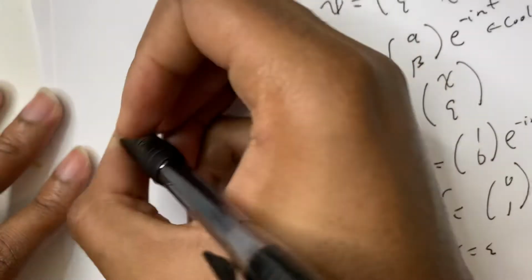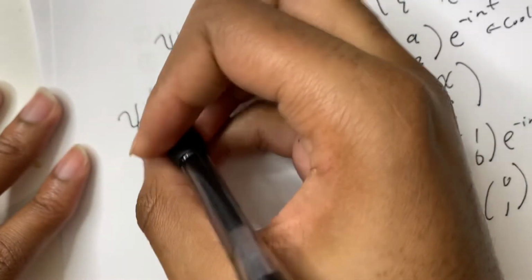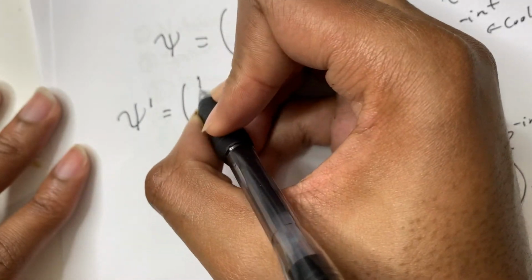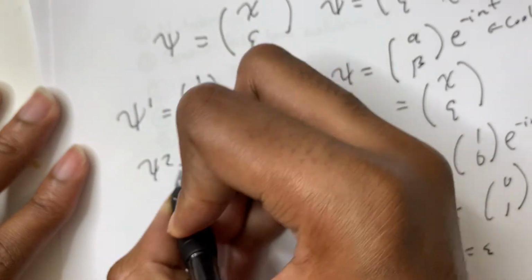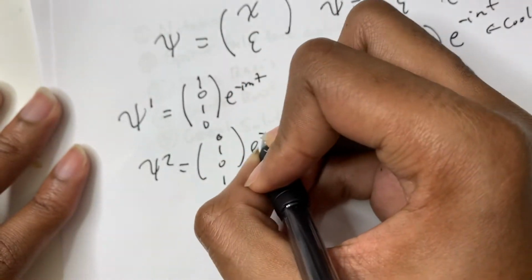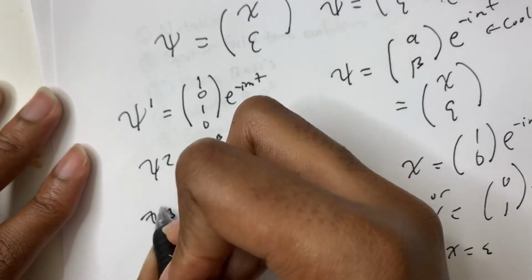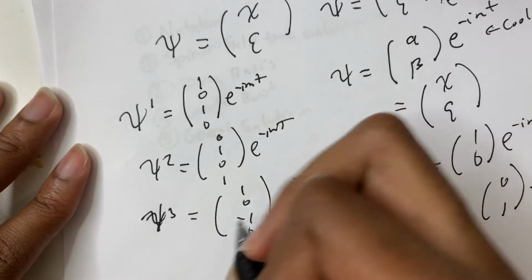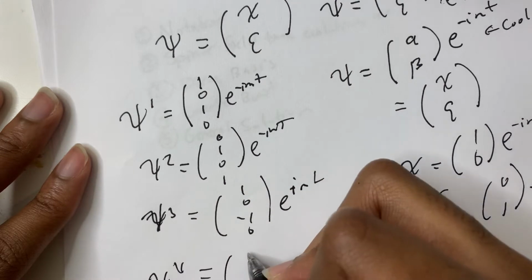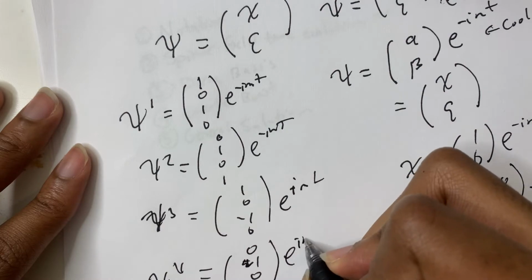Now, remember that before we derived four Dirac solutions. We derived psi 1 was (1, 0, 1, 0) e to the minus imt. Psi 2 was (0, 1, 0, 1) e to the minus imt. Psi 3, that does not look like a psi, was (1, 0, minus 1, 0) e to the imt, because antimatter, right? Then psi 4 is (0, 1, 0, minus 1) e to the imt.